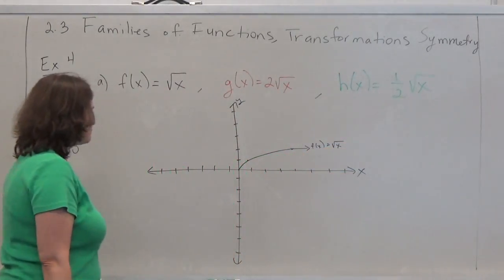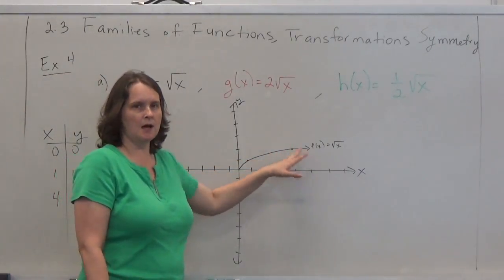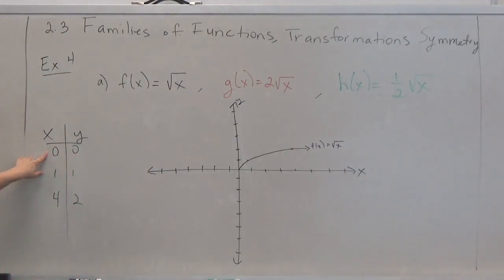Okay, so I've graphed the square root function. We've been through this multiple times now, so you should be clear on that. These are the numbers that I put in. I put in 0, 1, and 4 for my x's, and then I've got 0, 1, and 2 back for my y values. So now I'm ready to do the g of x function. I'm going to put in the same x values.